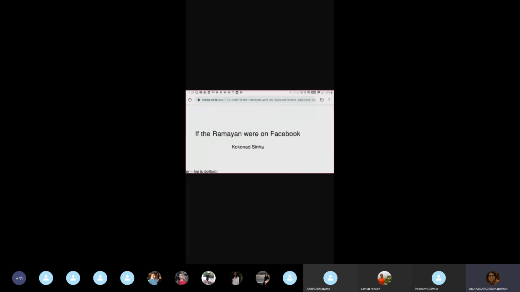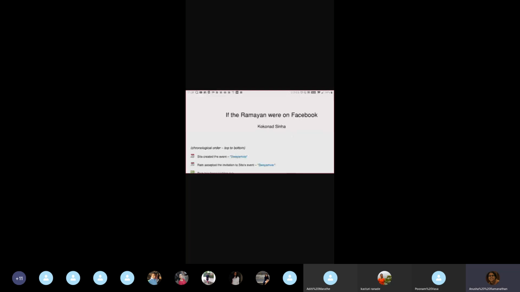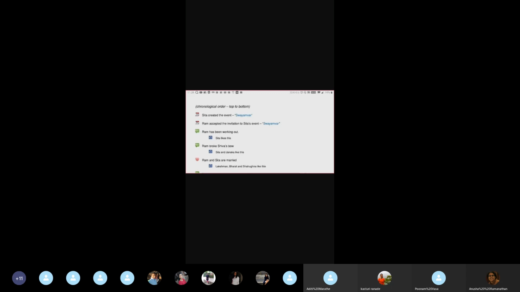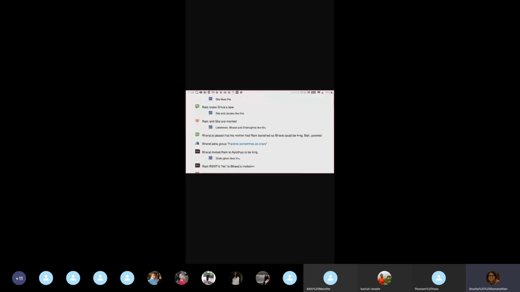And this is where it is. You don't have to read the entire thing, but someone actually took the effort to write this, and this was written in 2012 or something like that. So it uses a lot of the old emoticons. Calendar emoticon, and Sita created the event Swayamvar. Ram accepted the invitation. Ram has been working out. Thumbs up. Sita likes this. Ram broke Shiva's bow. Sita and Janak like this. Ram and Sita got married. Lakshman, Bharat and Shatrughan like this.